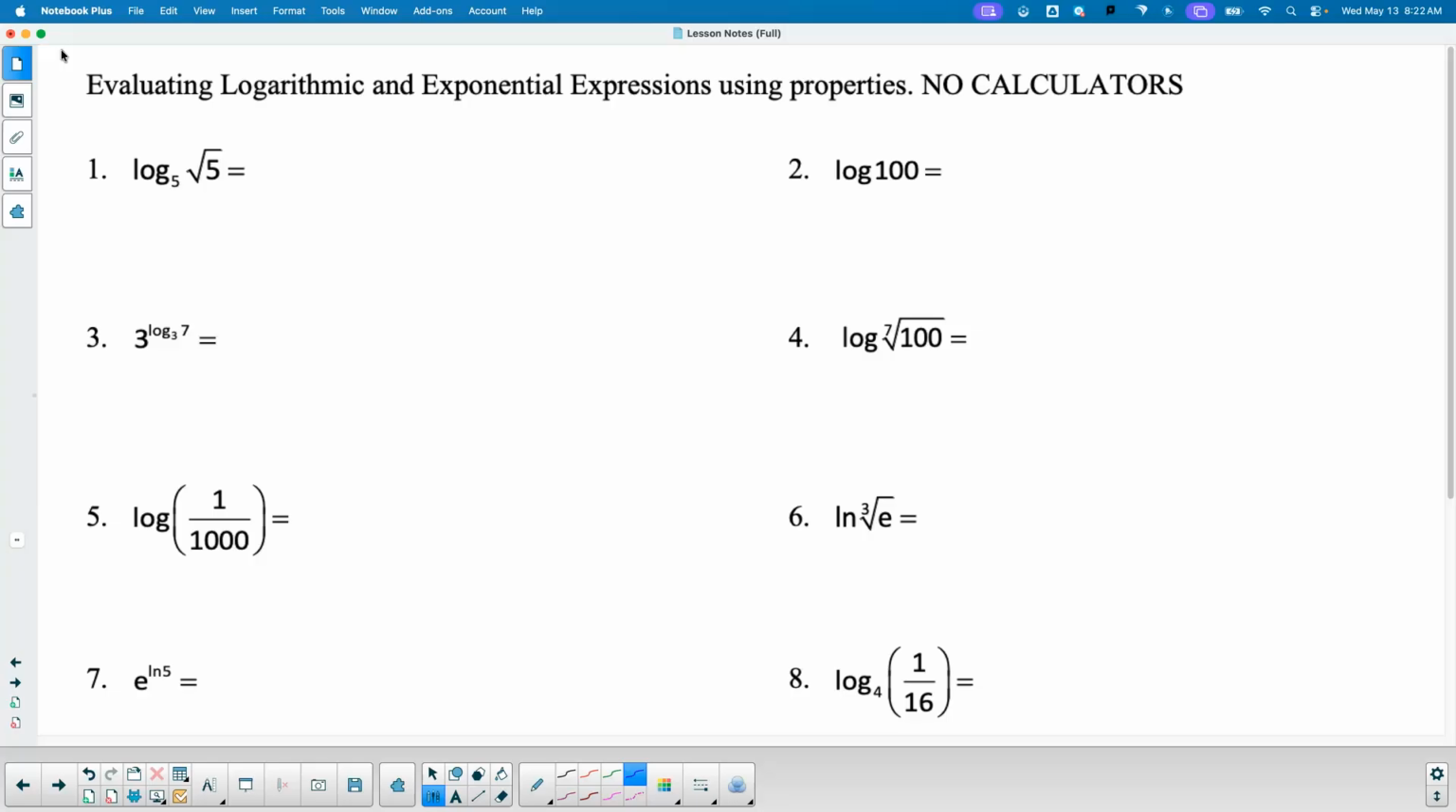The first one is not -2. It is 1/2. Yep. Because the square root of 5 is 5 to the 1/2 power. So this is log base 5 of 5 to the 1/2 power. So we just write down the exponent. Or the answer is the exponent. Another one. Second one is 2. Log base 10 of 100 is 2. Yes, you are correct there.